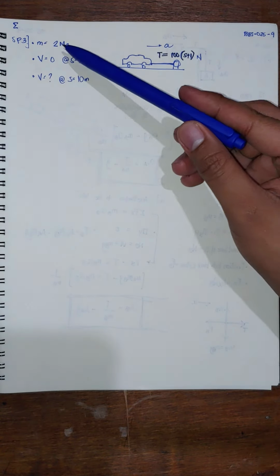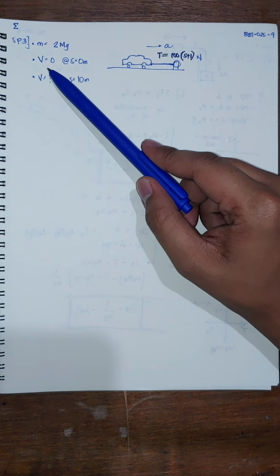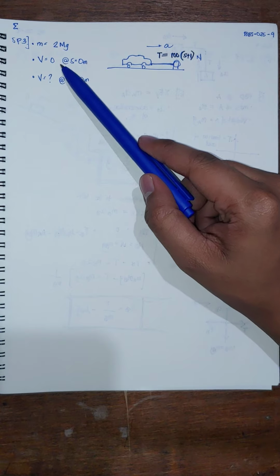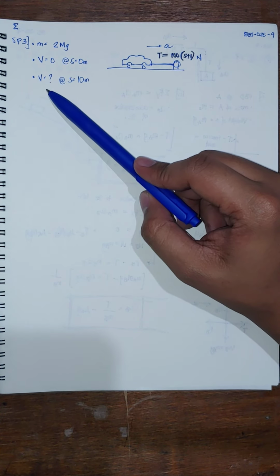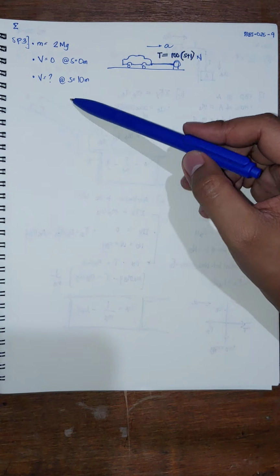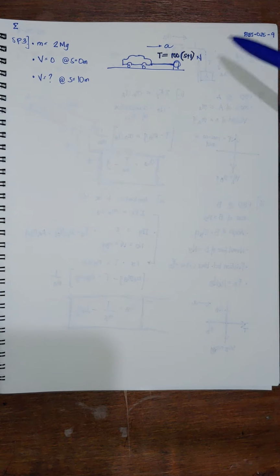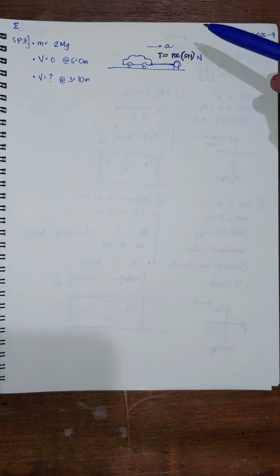So, ang given, mass of the car is 2 megagram. Velocity is starting from rest man daw at distance is equal to 0. It means that V is equal to 0 at S is equal to 0. And then we were asked, what is the velocity kung ang iyang distance na is at 10 meters? So we were given a force, T is equal to 100, quantity S plus 1, in Newton. So we know that the acceleration moves to the right.